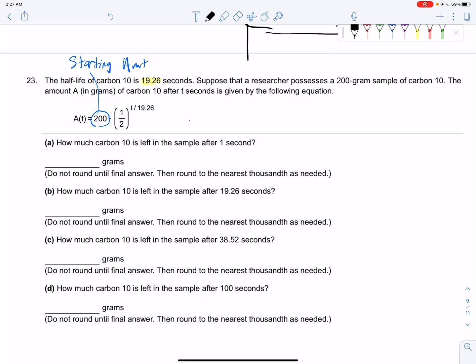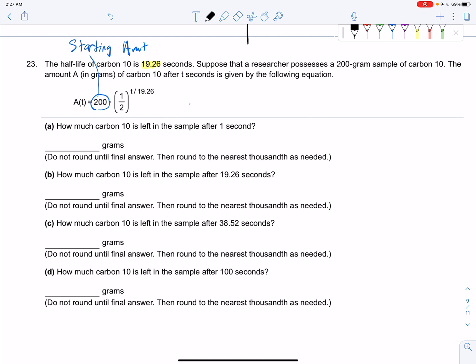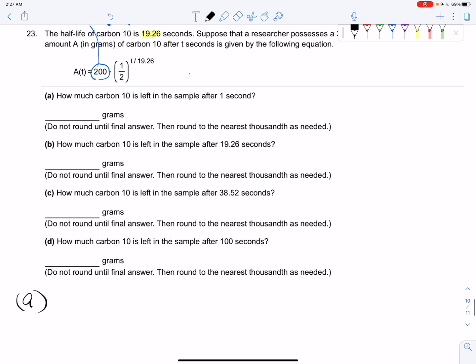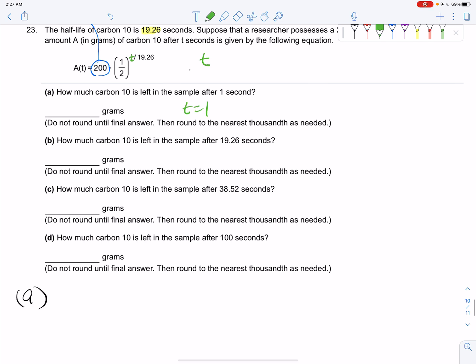We weren't sure with the election, all this stuff happening, what was going to happen. But anyhow, so part A, let's do it. Part A. What are they asking on part A? How much carbon 10 is left in the sample after 1 second? Well, that means, so let's use some color here. There's the one variable we have. So on number 1, that would be t equals 1.